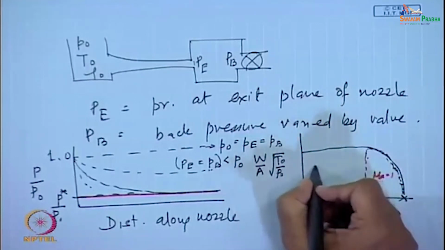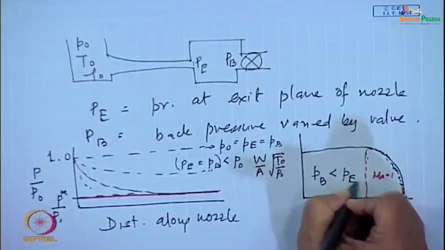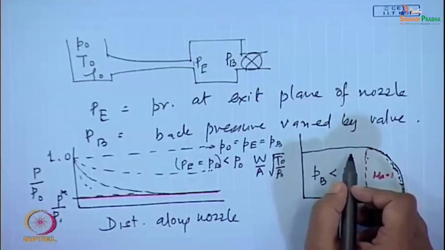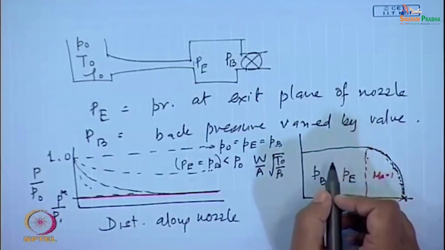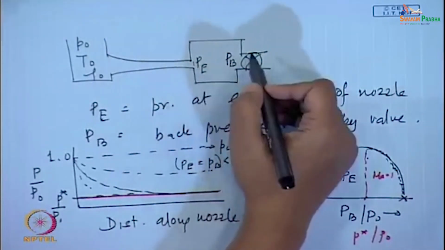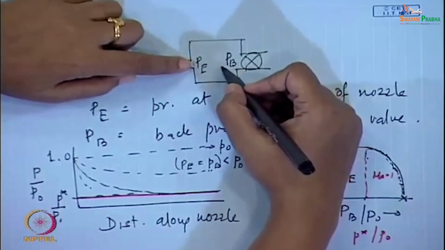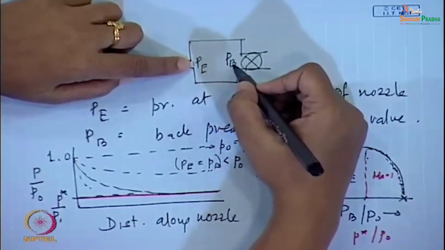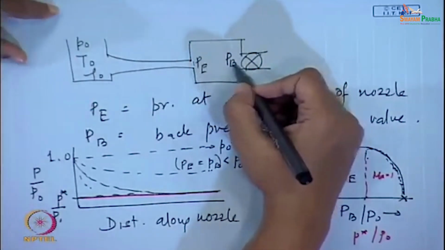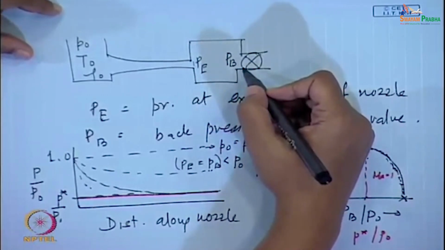This is what we find when PB is less than PE. This is this particular condition. We find that we cannot increase the flow rate any further. But here, when we keep on reducing it, the flow is coming. Then after here, the compressible fluid expands isentropically in order to match this reduction in pressure. Is it clear to you?